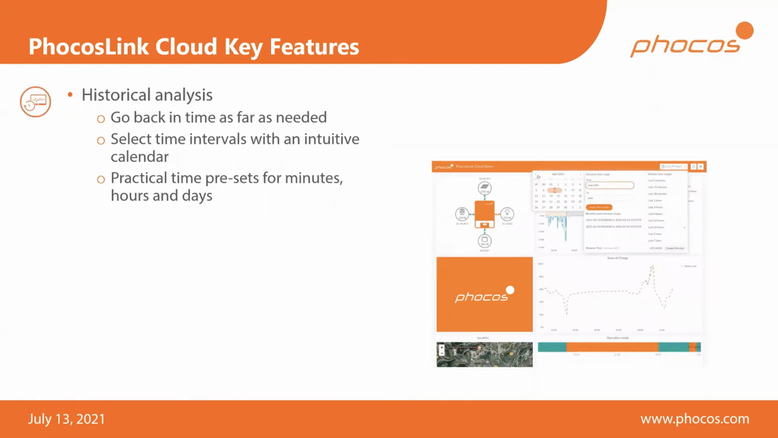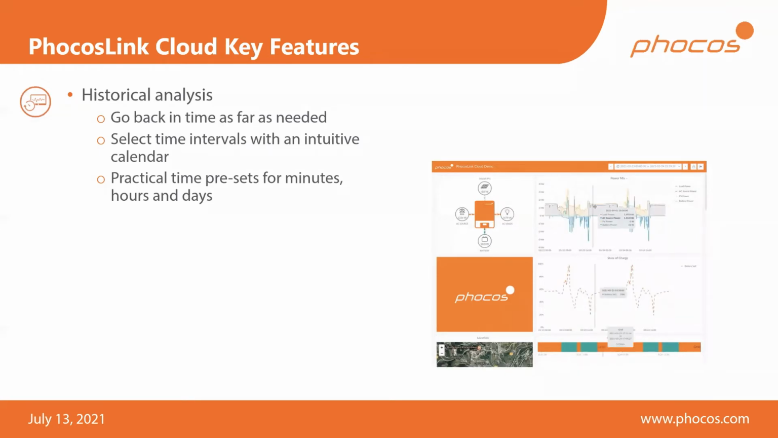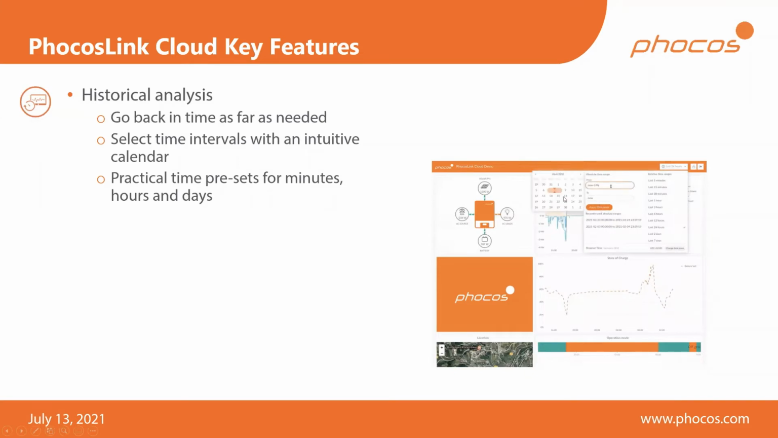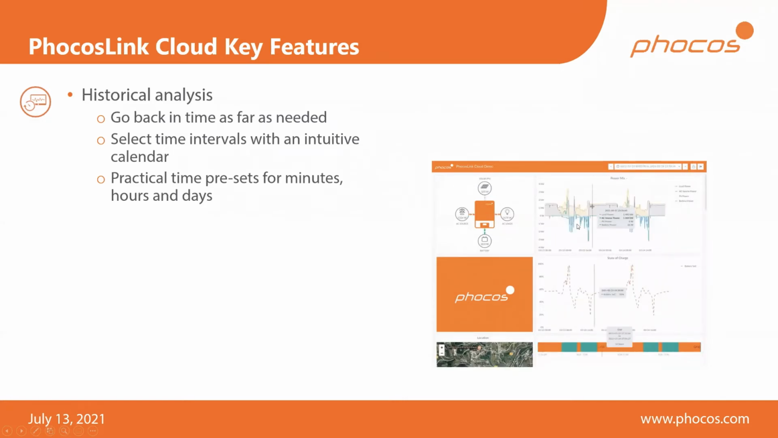A next feature is the historical analysis. You can go back in time as far as you need to, over months and even years. And to be able to do that, you can select the time interval that's being shown up here in a calendar view. So you can select a starting and an end date, and then all that data is aggregated for you, summarized in your viewport.